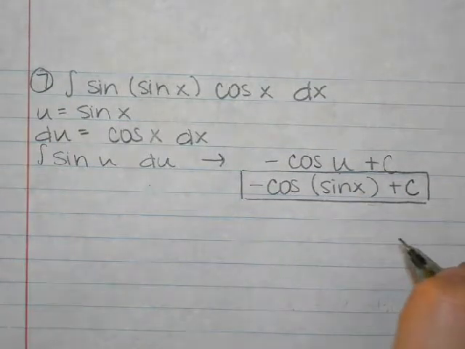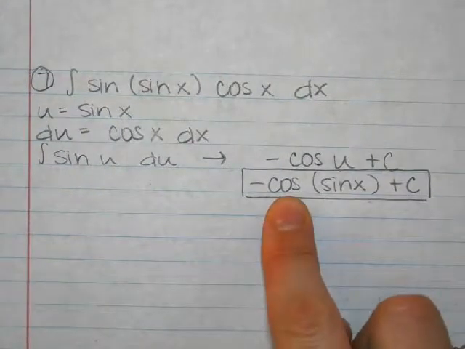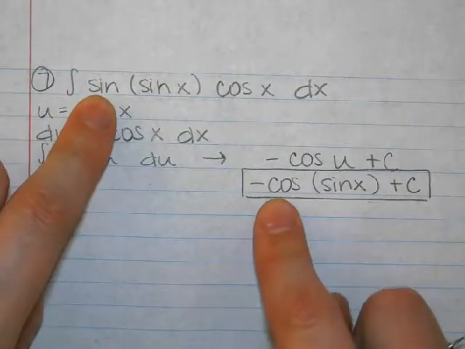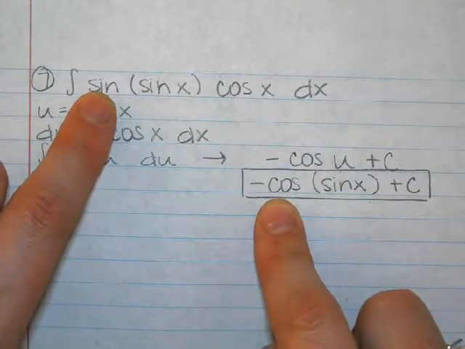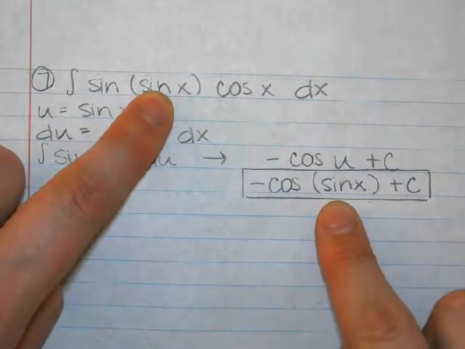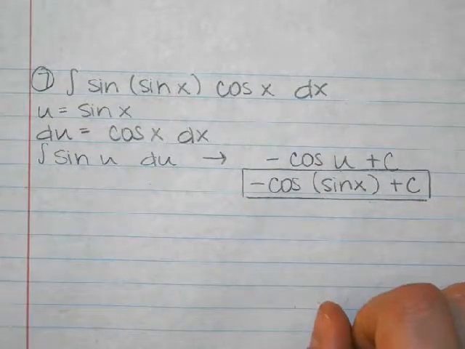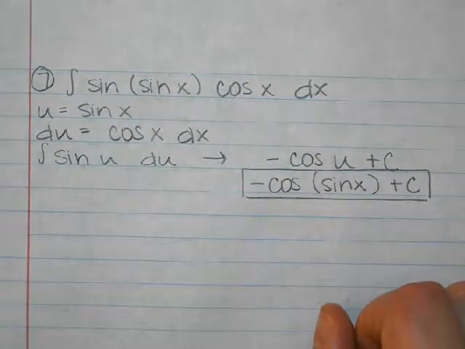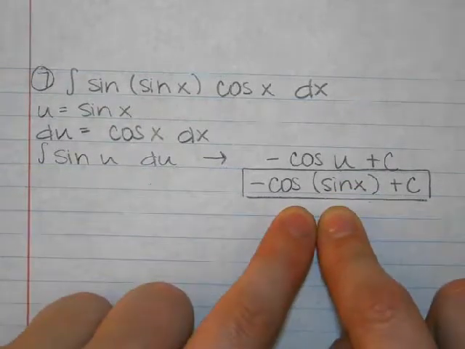Now, if you want to check your answer, just do the chain rule. If we were doing the chain rule, what's the derivative of negative cos? Positive sine, and we keep the inside the same. Then we multiply that by the derivative of the inside. What's the derivative of the inside? Cos. And so that's what we have. So if you need to check your answer for these, it's not a terrible process. You just go back to your problem and do the chain rule on it.